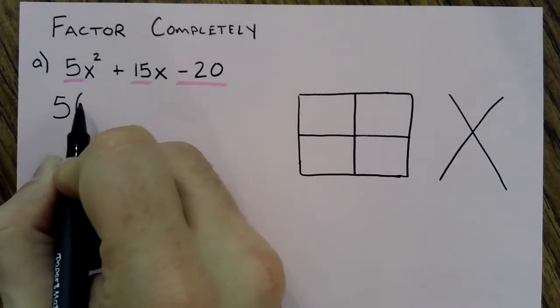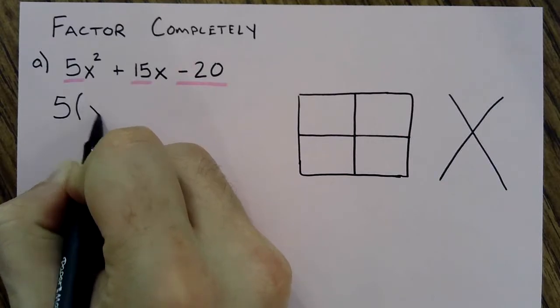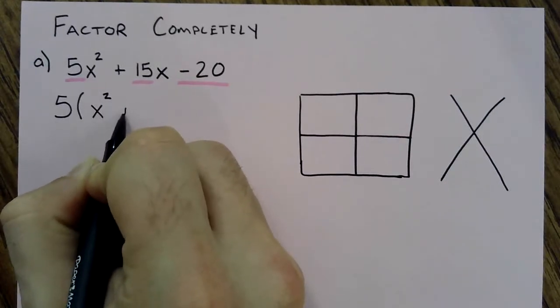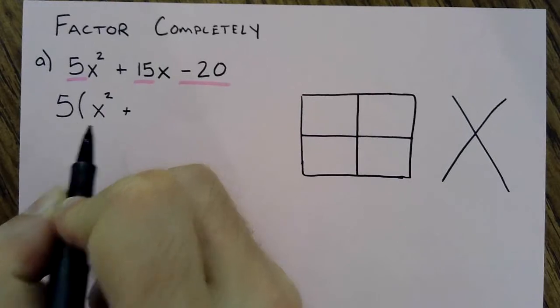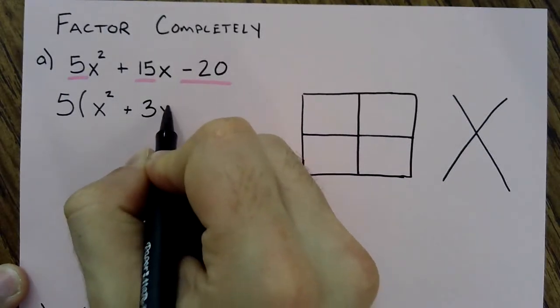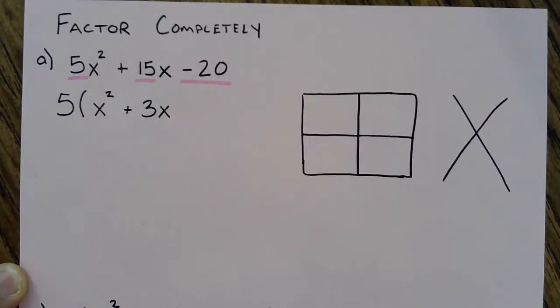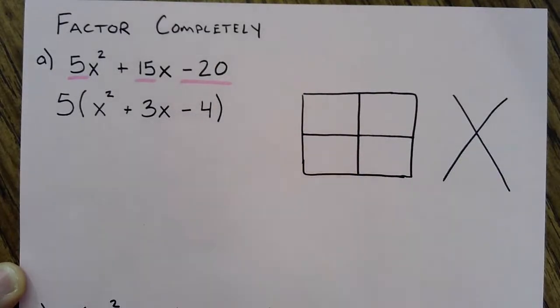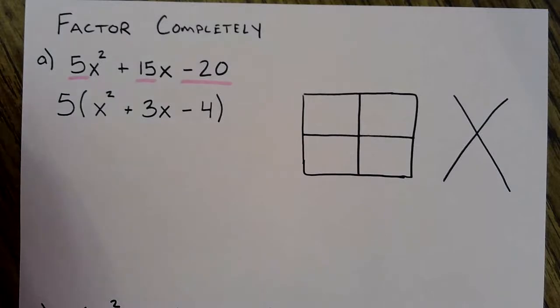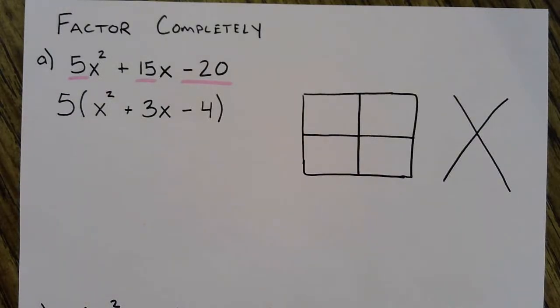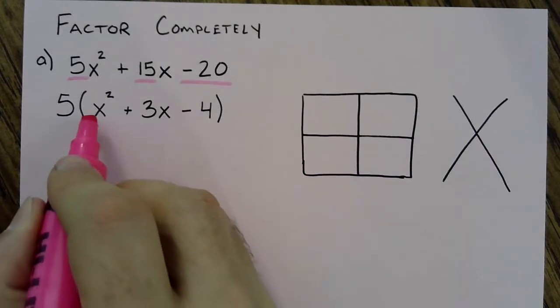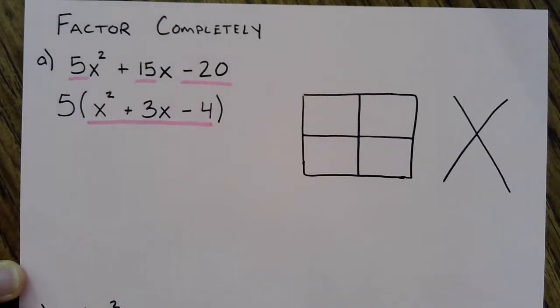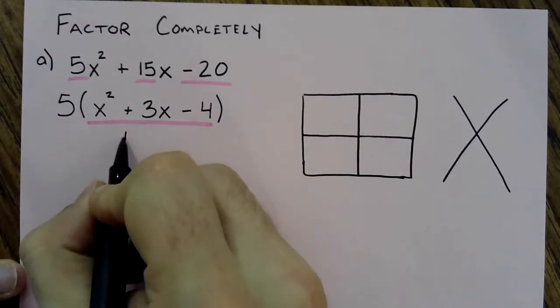So 5 times what makes 5x squared? x squared, plus 5 times what makes 15x? 3x, and 5 times what makes negative 20? Negative 4. So that's our first step in this process. We factored out the 5, leaving us with a more simple quadratic in our parentheses. Now we're going to take this quadratic left in parentheses and factor that. So our goal, we still need to factor.